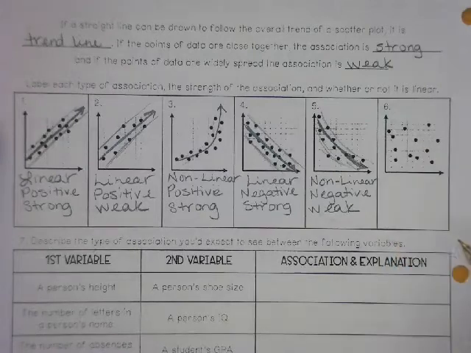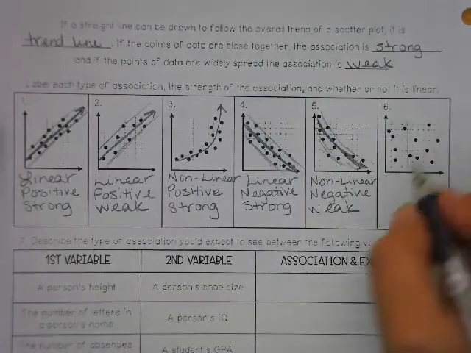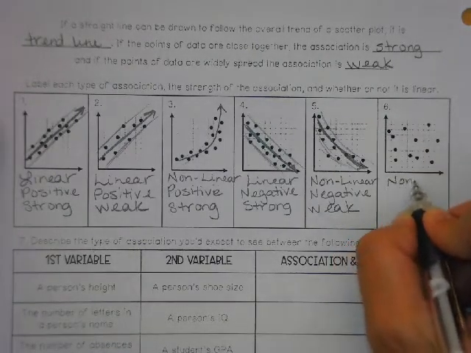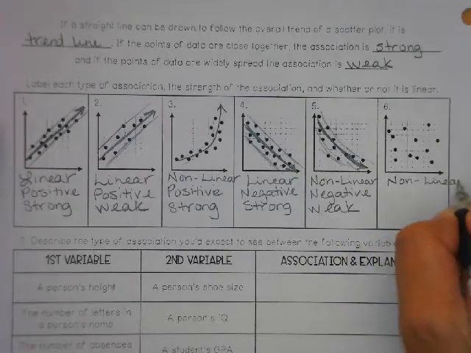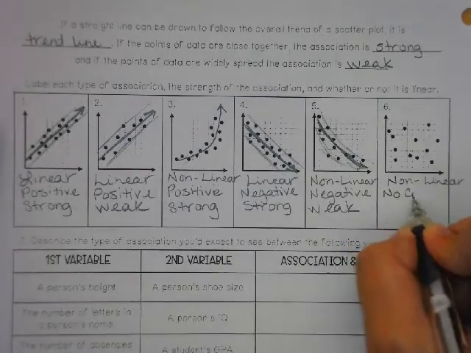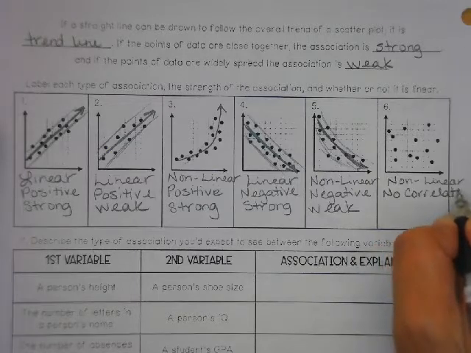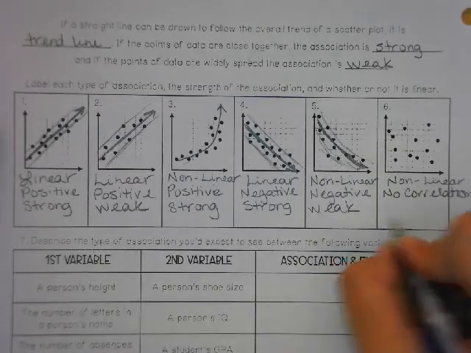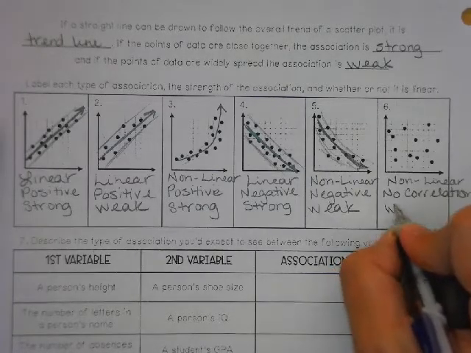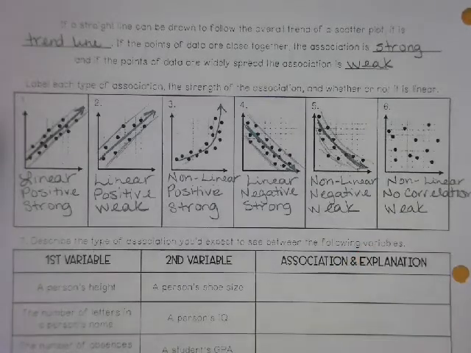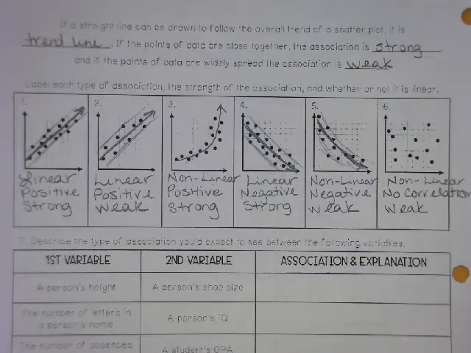This one, I can't really tell what they're doing. They're just kind of all over the place. So this is, again, non-linear. I can't draw a line. And this is going to be no correlation. And a no correlation or no association is always, always super, super weak. Because it's not even close to being a line.